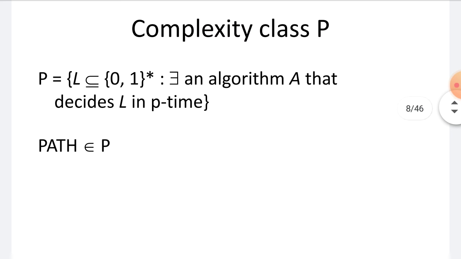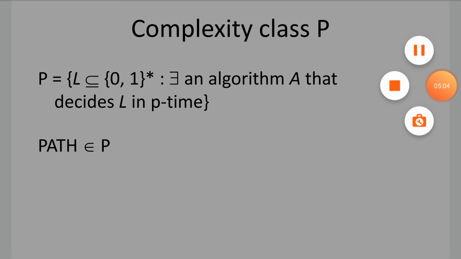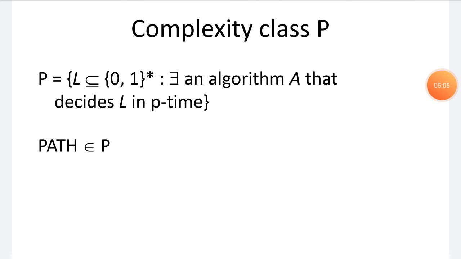Now the complexity class P is the set of languages over 0, 1 such that there exists an algorithm A that decides L in P time, and PATH belongs to P.